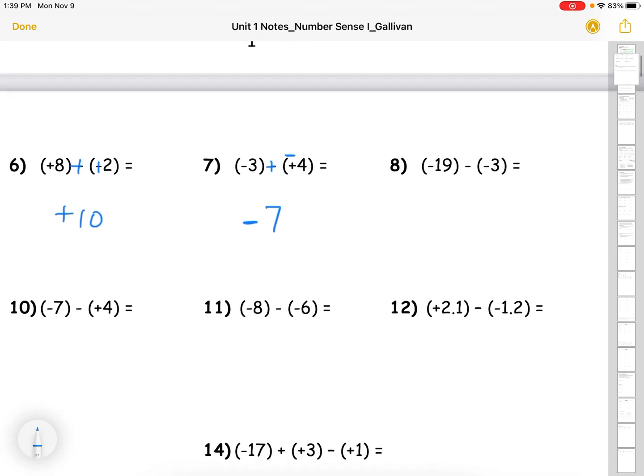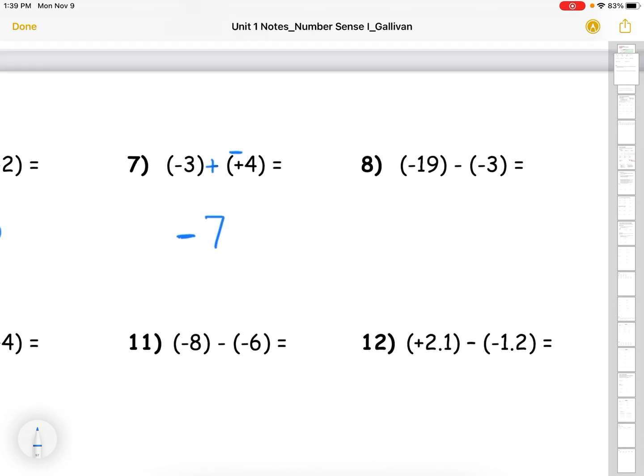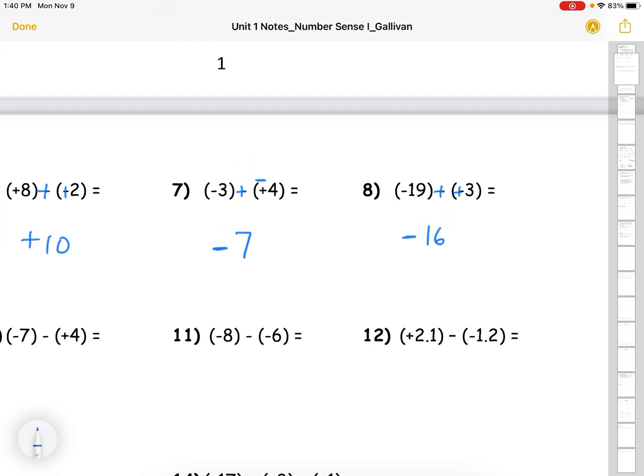Okay, next one, minus a negative. Those are the ones that are worse, minus a negative. You're like, how do you take away a negative number? Well, you don't. You add a positive. Okay, so plus a positive. Negative 19 plus positive 3. The negative 19 is larger, so we'll keep the negative, and we'll find the difference, which is 16.